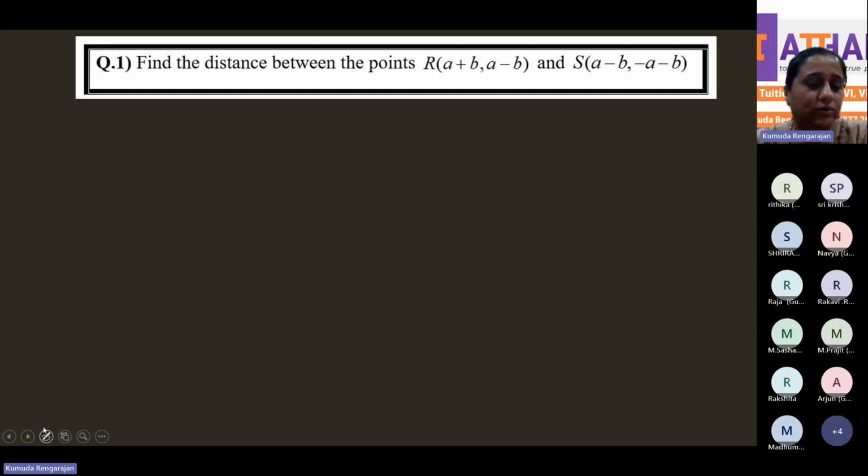All right. So here we have a question. Find the distance between the points R given by A plus B, comma A minus B, and S given by the coordinates. Sorry, I said points by mistake. I'll read it again. Find the distance between the points R given by A plus B, comma A minus B, X coordinate, comma Y coordinate, and S given by A minus B, comma minus A minus B.